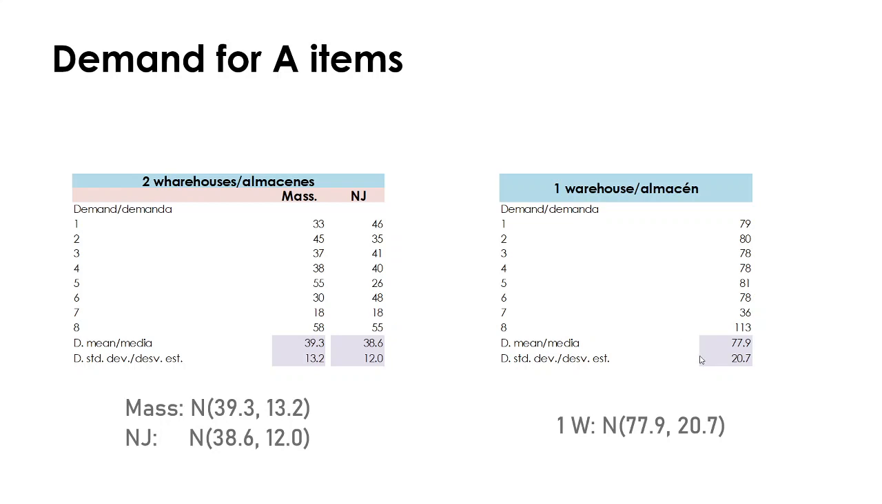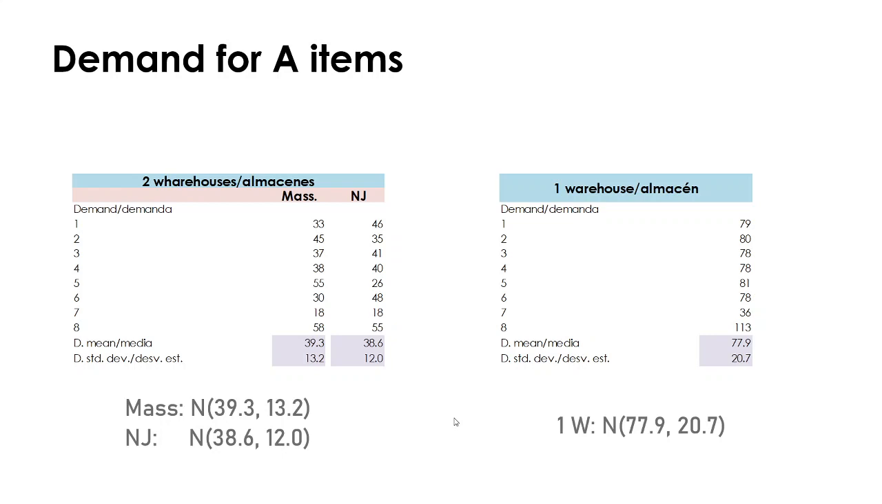So we might think of a normal distribution for the demand for this single warehouse, whose mean is the average value of these 8 observations, and whose standard deviation we can estimate using the standard deviation of these 8 values. What we can see here is that the variability, measured in terms of standard deviation, is 13 and 12, with averages that are close to 40, whereas here we have a standard deviation of 20 for a mean which is close to 80. So the relevance of the uncertainty compared to the mean is lower.